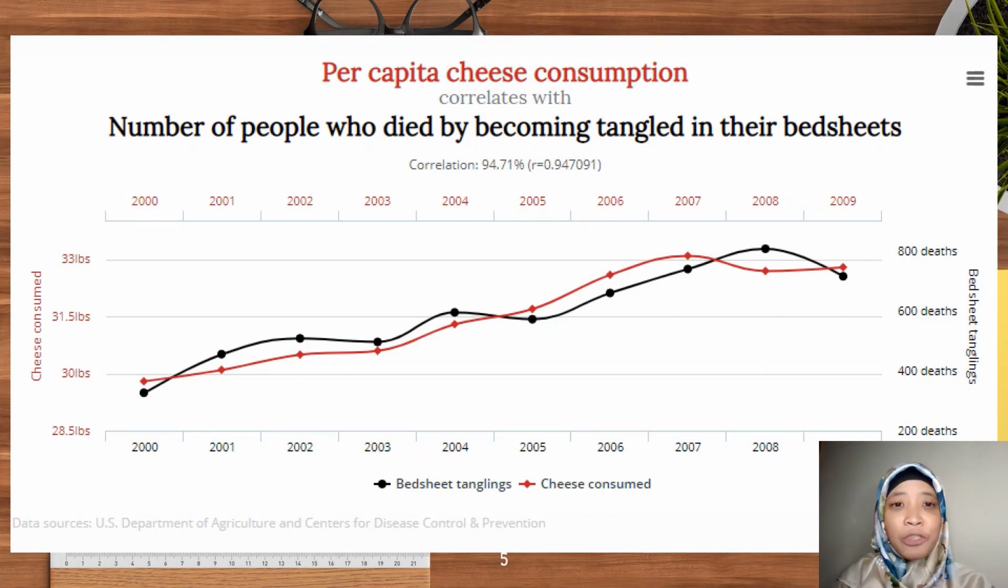The second graph shows the correlation between per capita cheese consumption and the number of people who died by becoming tangled in their bed sheets. The R coefficient equals 0.95. This is a pretty high correlation. It's almost a perfect correlation between the two variables. What should we conclude? Should we stop eating cheese?